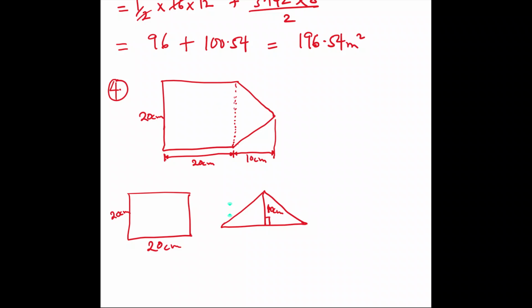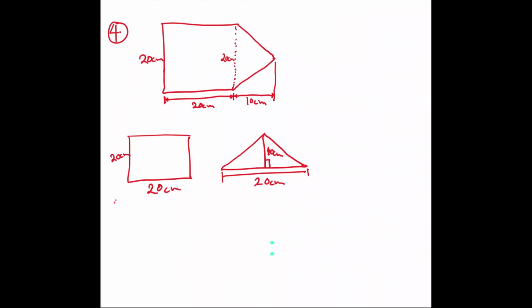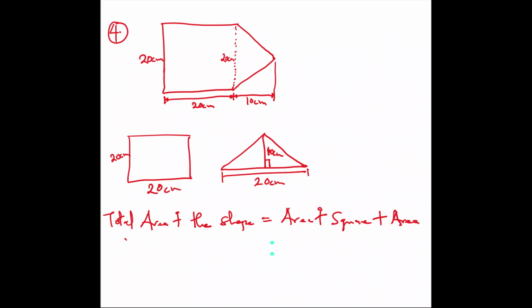And this side is 20 centimeters. So this side is proportional to this side. So this side is definitely 20 centimeters. So the length for this base from here to here will be 20 centimeters. Okay, so the total area of the shape is equal to the area of the square plus the area of the triangle.